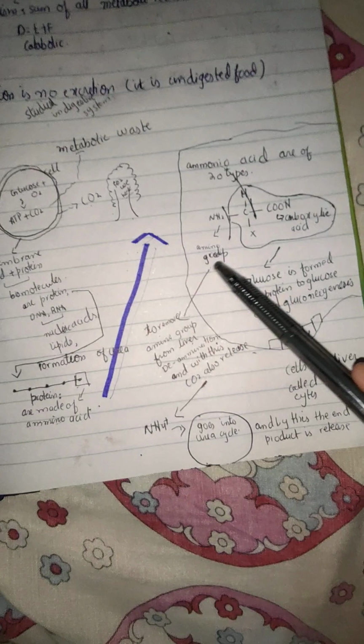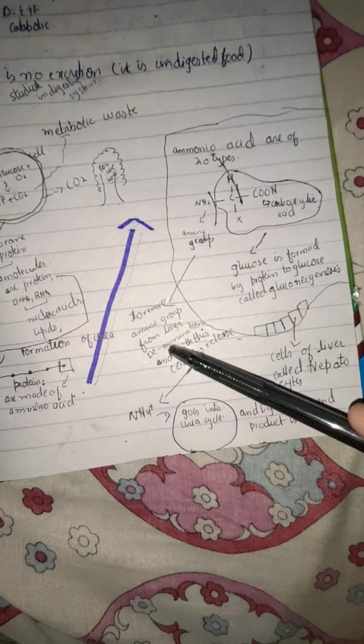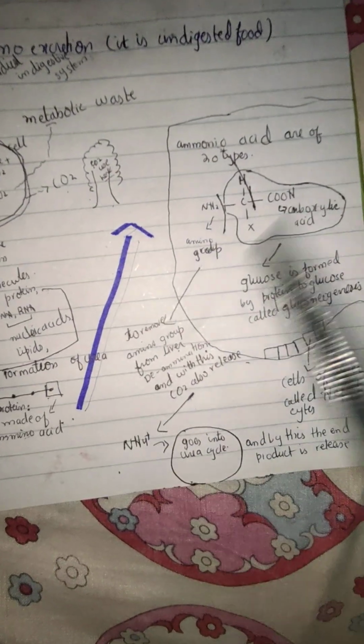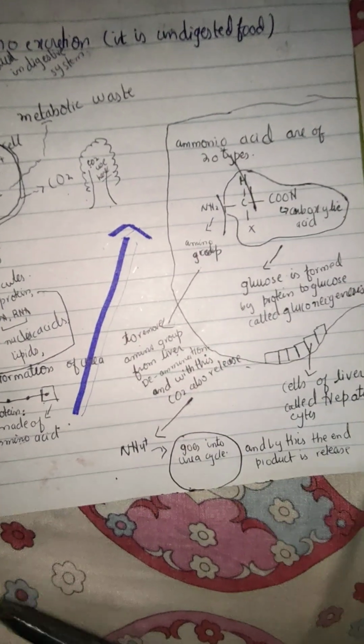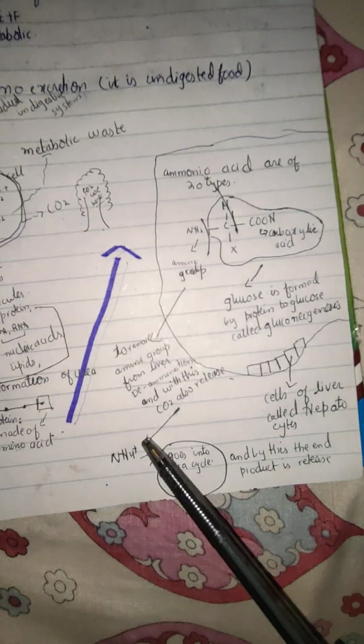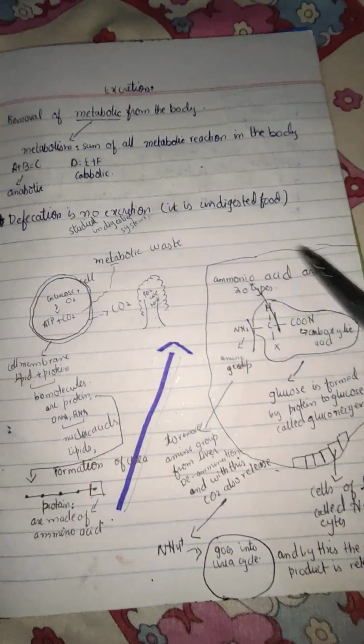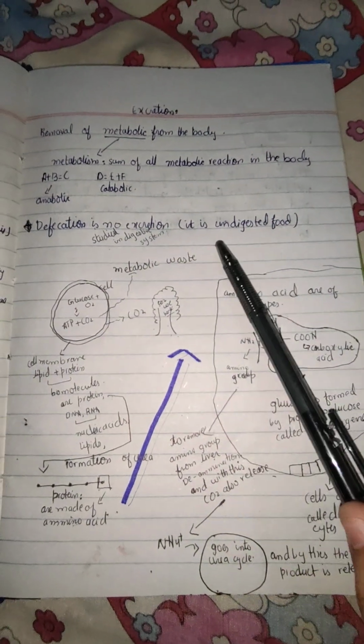So I told you before that the amino group is removed from the liver, and it is called deamination, meaning the removal of the amino group from the liver is known as deamination. With this, carbon dioxide is also released. In every process, carbon dioxide will be released because it is a waste material.